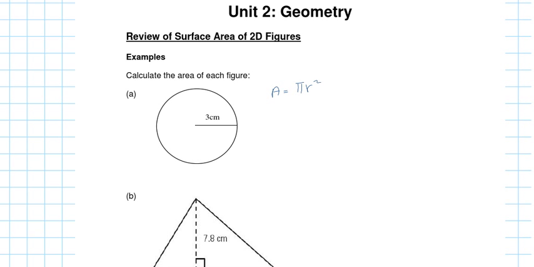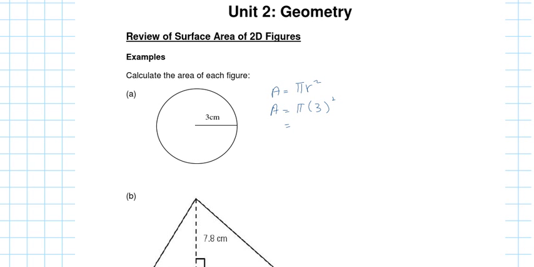So I know my radius, right? So I just plug it in and solve for the area. There's no rule to how many decimal places you need to leave this to. I usually say 2 decimal places is good enough for the area. Okay. So what do you get for this?